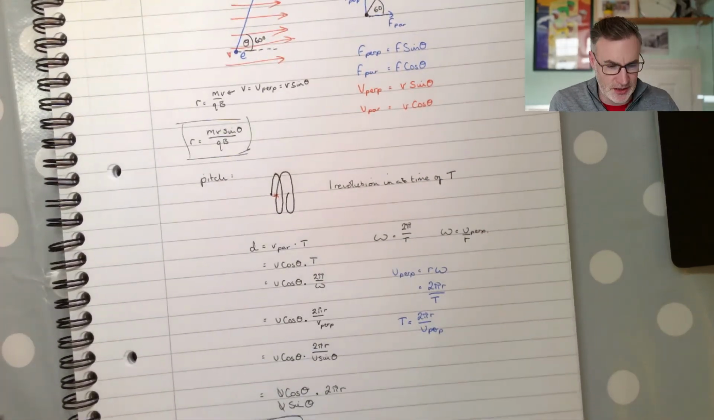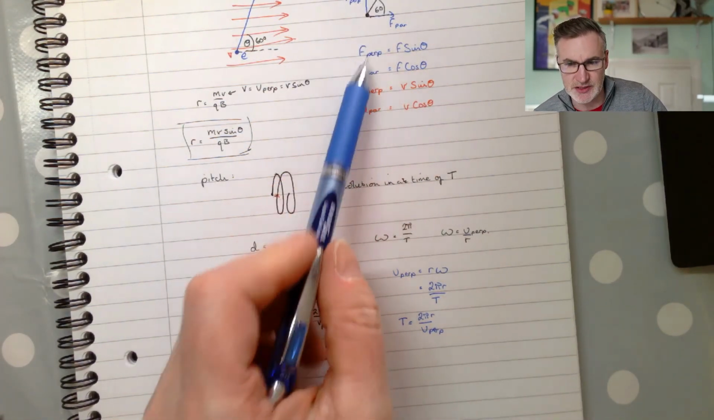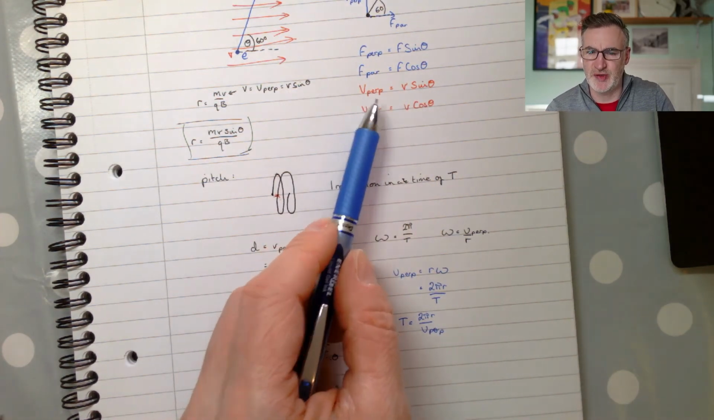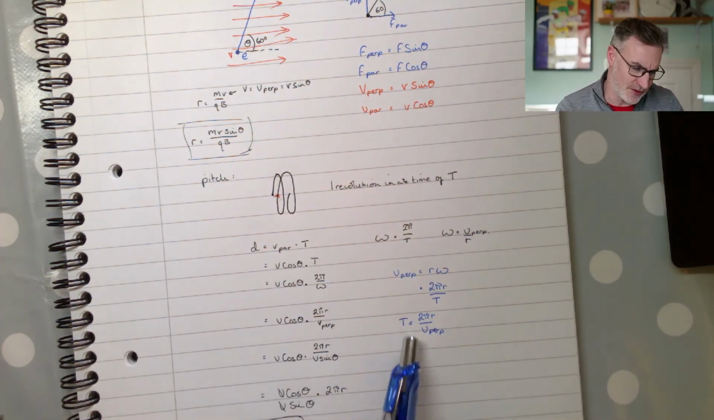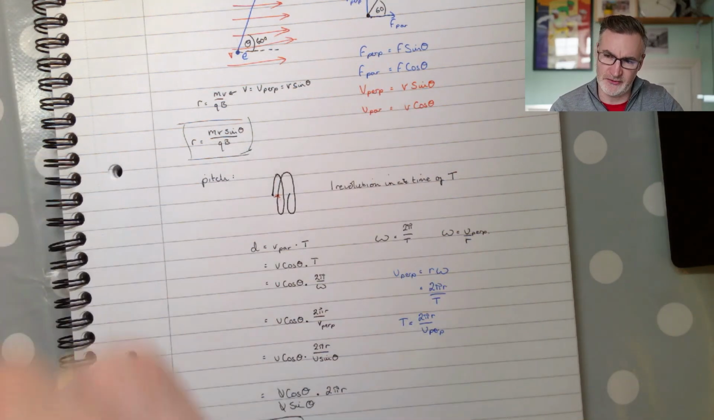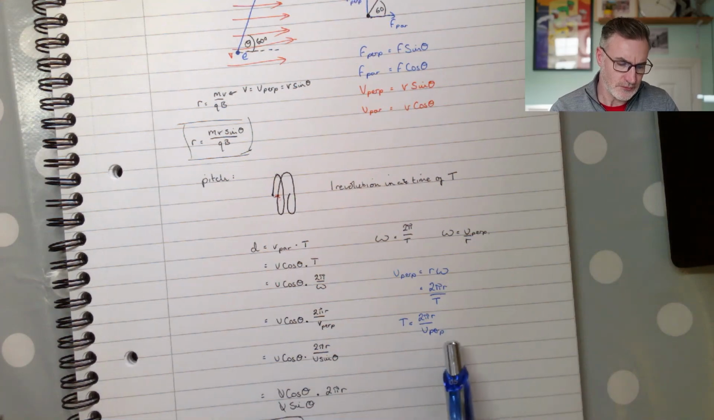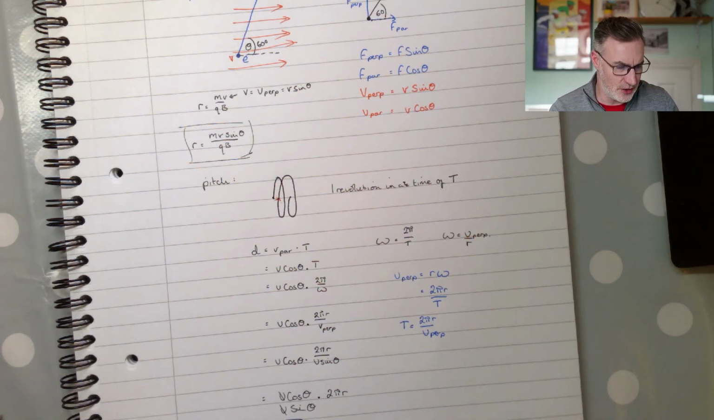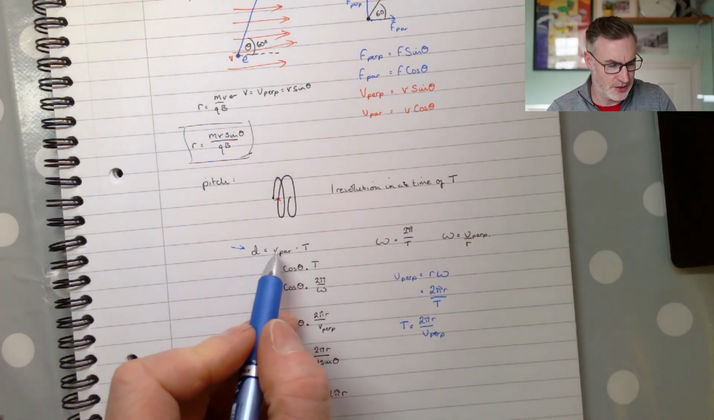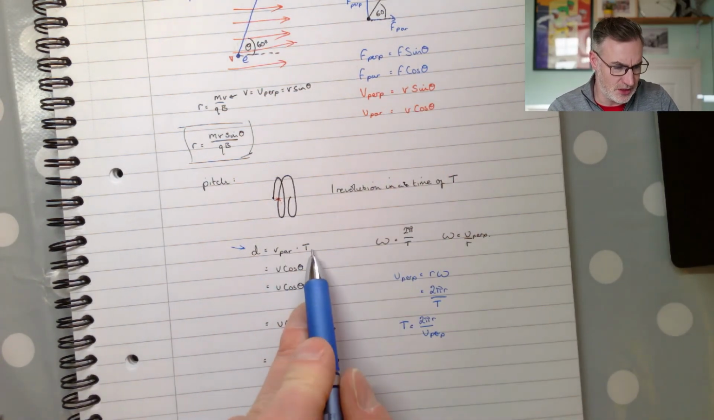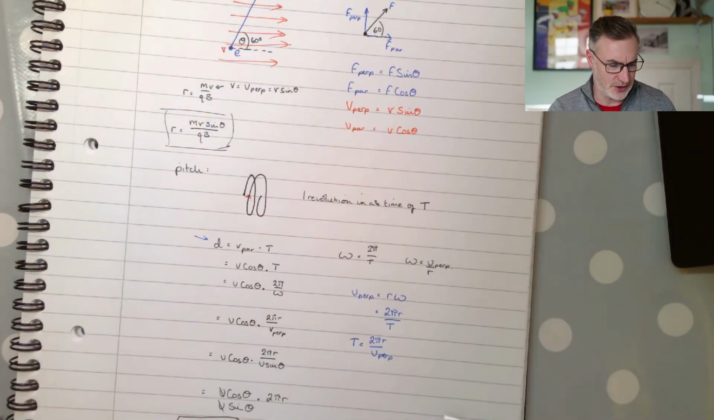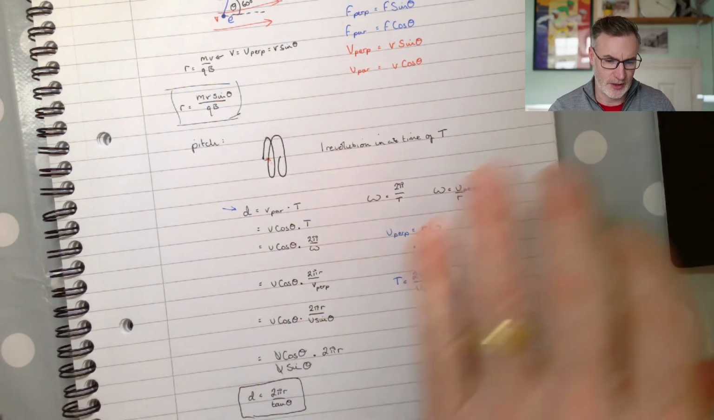So it might be an easier way to work out the pitch if you just work out the perpendicular and parallel components of velocity. You can get the period from the perpendicular velocity, i.e. how fast it's moving in the circle. From the period, you can then go straight back up to get the pitch, if you know v cos theta times period.